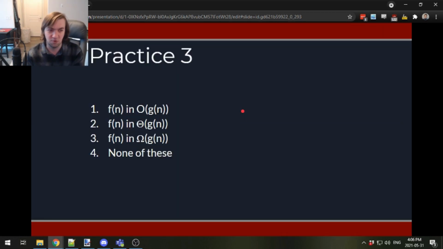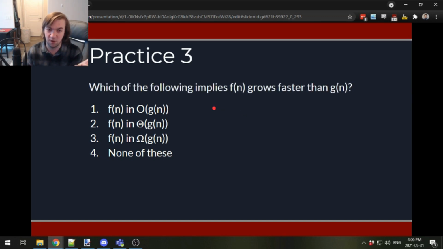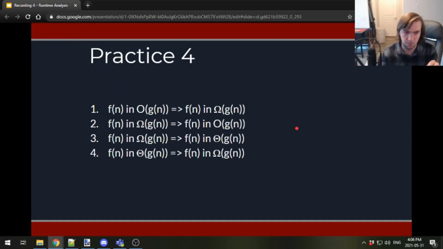So now that we've seen the definitions of big O, big omega, big theta, let's consider the following. Which of the following things here implies that f of n grows faster than g of n? Is it that f of n is in big O of g, f of n is in big theta of g, f of n is in big omega of g, or none of these? Think about it and we'll talk about it in class.